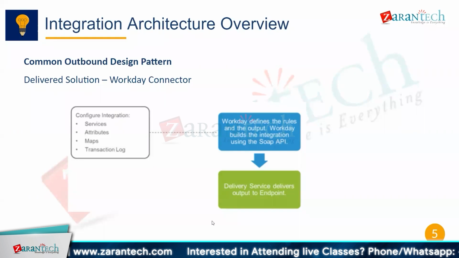So when we try to run the connector, we have to configure the integration using even the delivered solution. So we can set up the services, the attributes, the maps, and then the transaction logs. Workday defines the rules and the output, and Workday builds the integration using the SOAP API. And then the delivery service delivers the output to the endpoint.